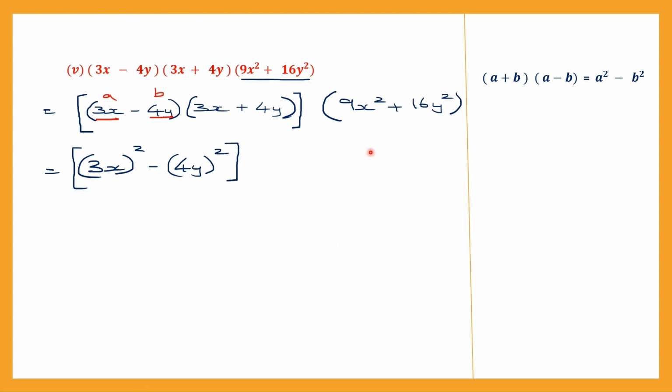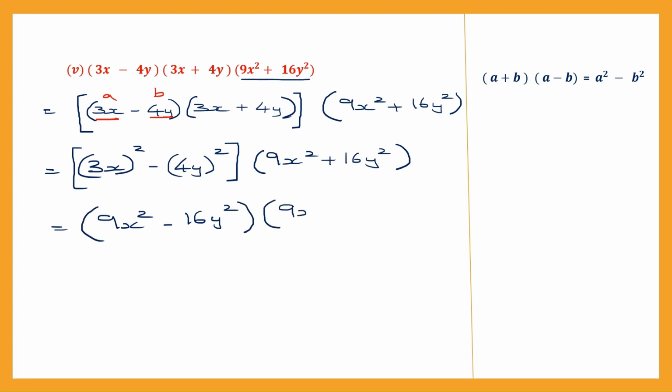Now we have these two. Now bring this one down and write it next here. So this is 9x square plus 16y square. So let's work out this now and see. 3x square means 3 into 3. 3 3's are 9. So that is 9x square minus 4 4's are 16 and y square. So here we have 9x square minus 16y square, and here we have 9x square plus 16y square. So now this is once again in this format. So our answer is a square minus b square.